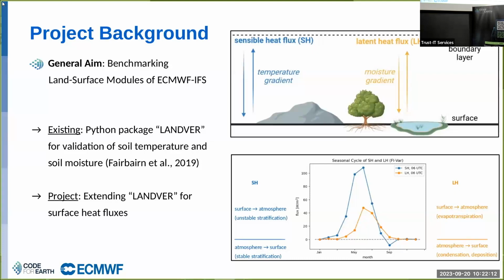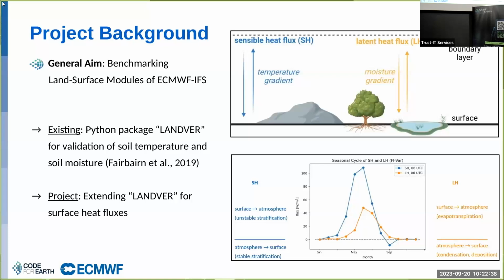And this means in terms of the sensible heat flux, we have a positive sensible heat flux when we have unstable stratification, and a negative sensible heat flux in stable stratification. And for latent heat flux, the latent heat flux is positive if we have evaporation or transpiration from plants, and negative latent heat flux indicates condensation or deposition.